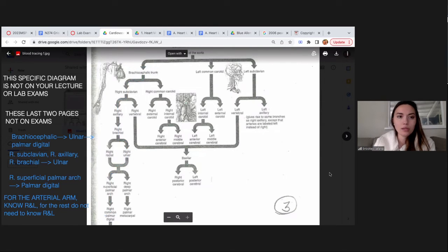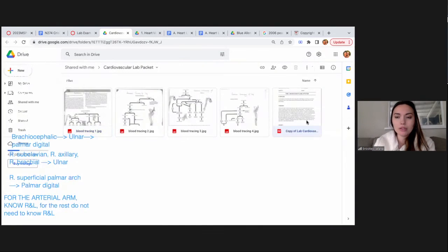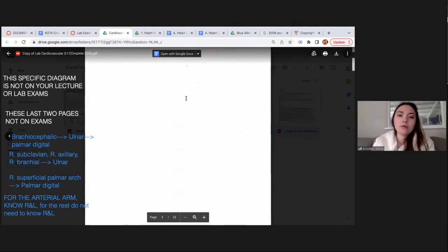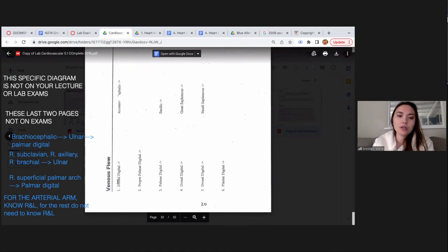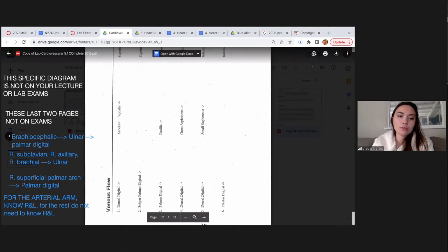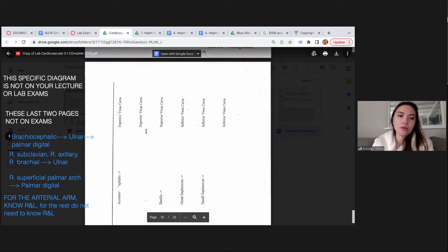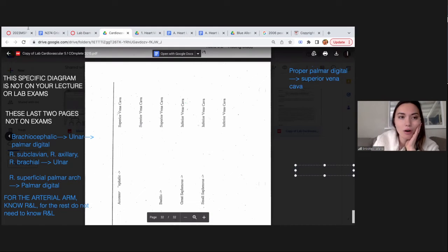So I'll just show you a little venous one real quick, and then we'll be done with this. If we're looking at venous on this last page here, let's do proper palmar digital and superior vena cava, which are our only prompts. And then we're supposed to fill the blank in all the way until we get to superior vena cava. So let's look, that's going to be the arm because superior vena cava is the arm one.